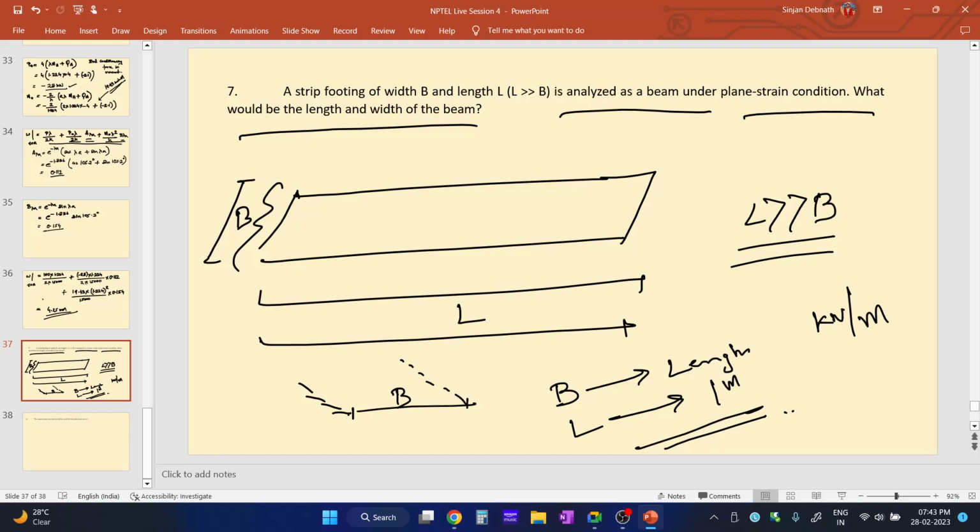Have you understood what I am trying to say? Yes. That means the answer will be L and B will be 1 meter.